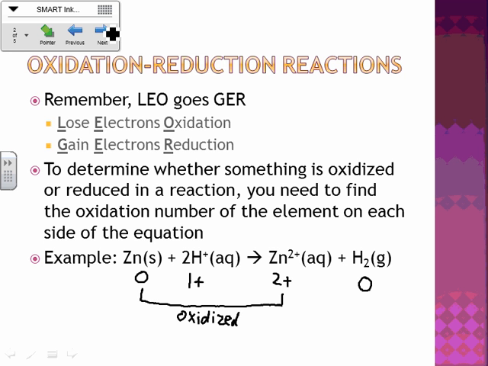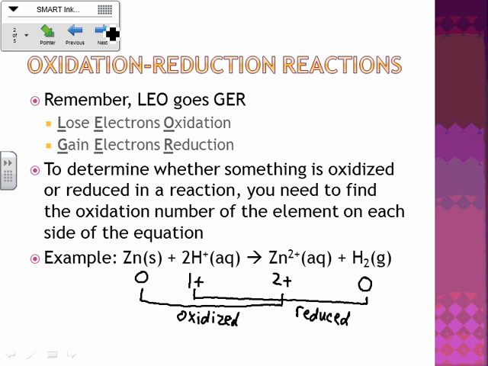Now the H+ here is going from a 1+ oxidation state to a 0 oxidation state. So this is actually going down in charge. It's going from 1+ to a 0. It's becoming more negative, which must mean that it's gaining electrons. And also we can assume that it's going to do the opposite of what the other one does. Gain electrons is reduction, so hydrogen is the one here that is getting reduced.